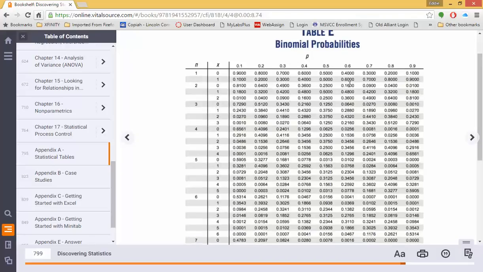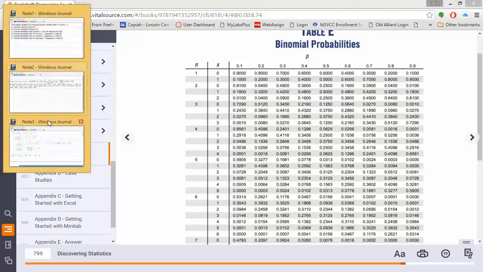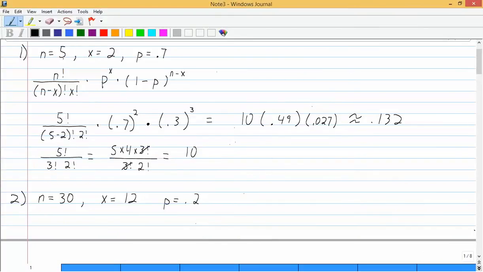The reason why we don't always use these tables is because you can see up here at the top the P in these columns. That's not every success rate. That's just 0.1, 0.2, 0.3, so on and so forth. So if you do have a success rate that is 0.1 through 0.8, you can go to the back, and if n isn't too large, so for example, in the problem we were working, n was equal to 5, x was equal to 2, and the success rate was 0.7.